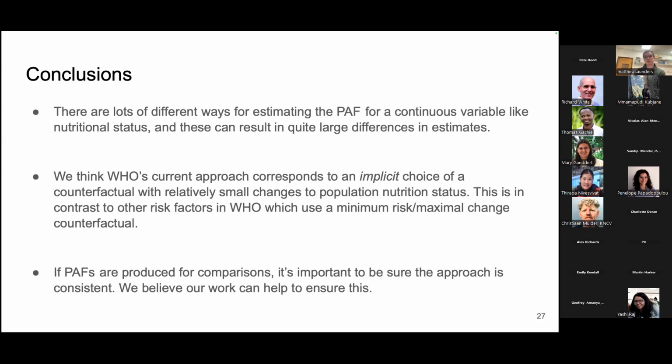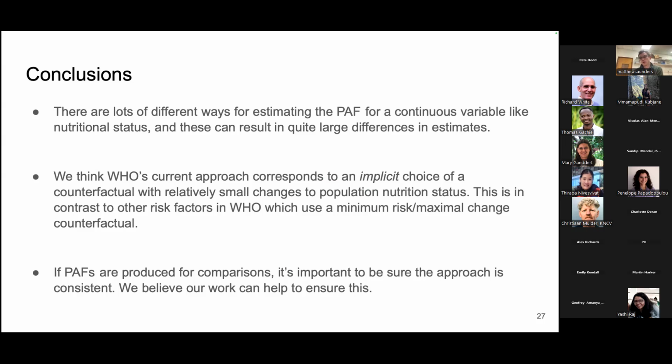differences in estimates. We think that WHO's current approach corresponds to an implicit choice of a counterfactual scenario where there are relatively small changes in population nutritional status, and that's fine. That might be a kind of conscious decision and we're fine with that. But I guess the message is that this is in contrast to some of the other risk factors in which they're using a minimum risk, maximal change counterfactual.